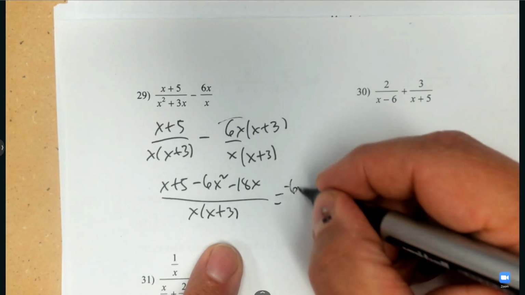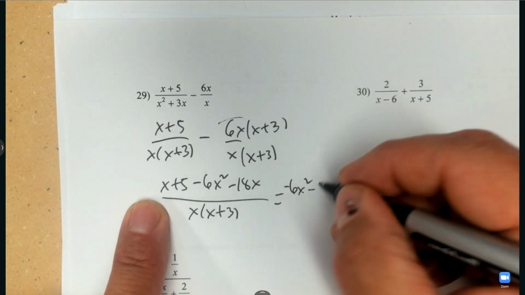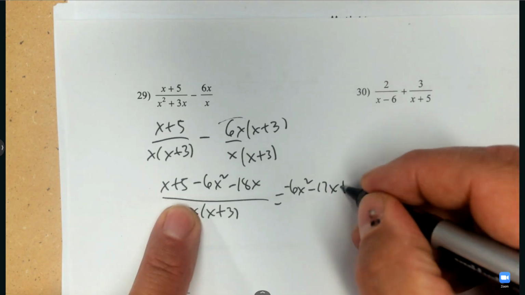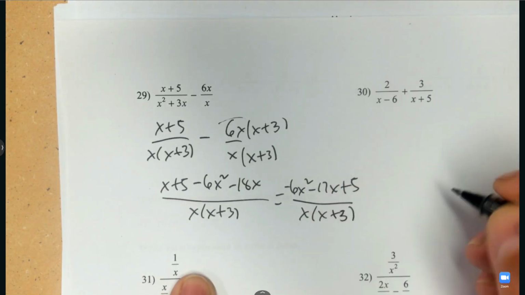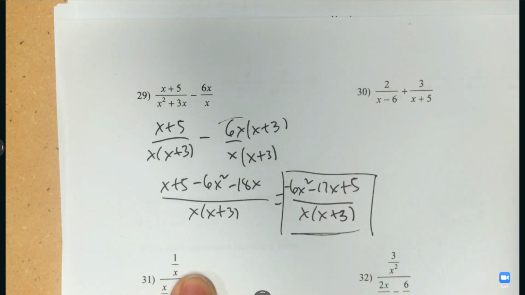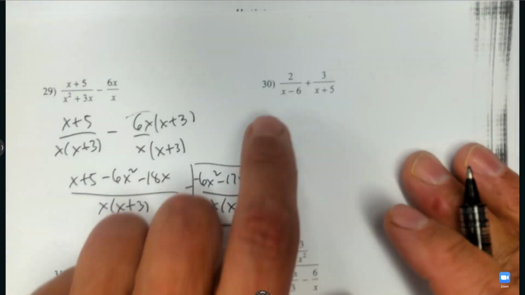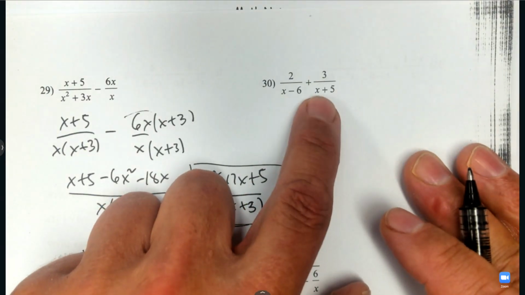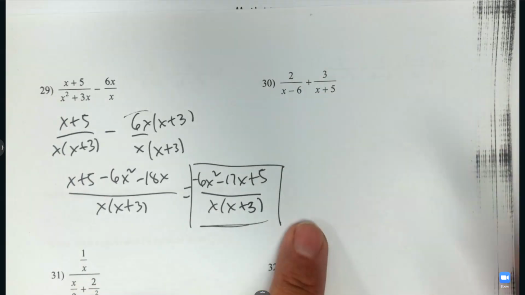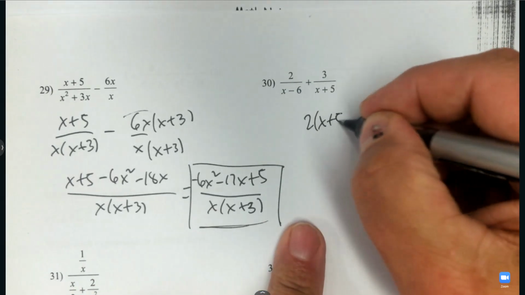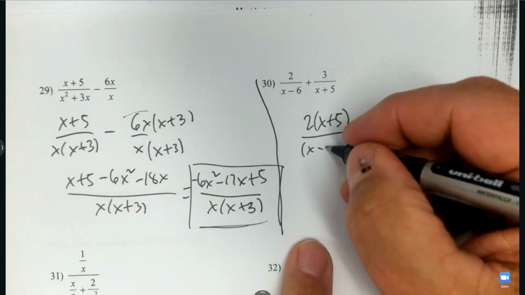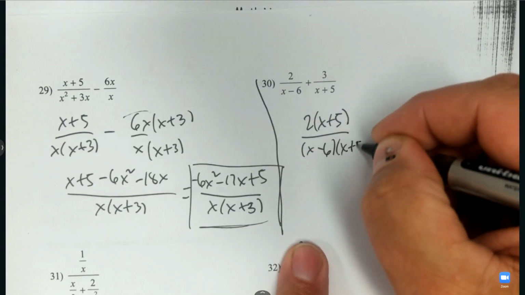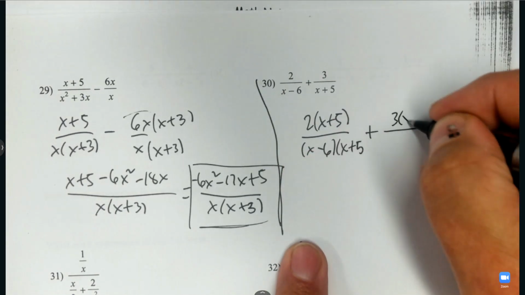So that is negative 6x squared. That is negative 17x plus 5. You don't have to distribute the bottom. If it's not factorable, then I have to use the other denominator to make common denominators. So I'm going to use x plus 5, top and bottom. I'm going to use x minus 6, top and bottom.